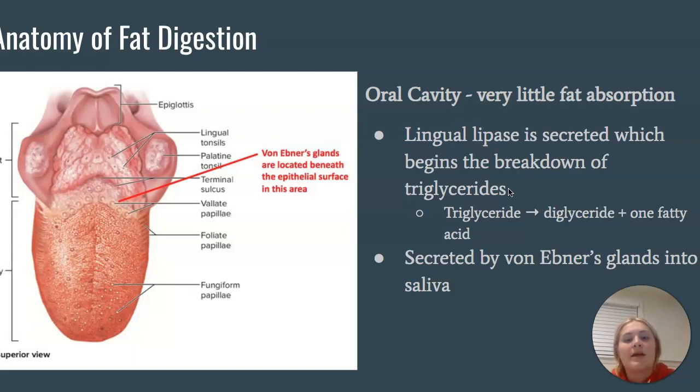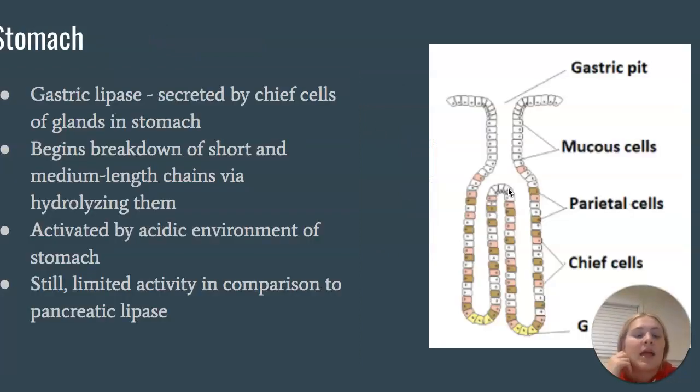And then lingual lipase is secreted by the von Ebner's gland into the saliva, which you can see to the diagram to the left. And then moving on to the stomach and gastric lipase. This is secreted by chief cells of the glands in the stomach, and you can see what that would look like on the diagram to the right.